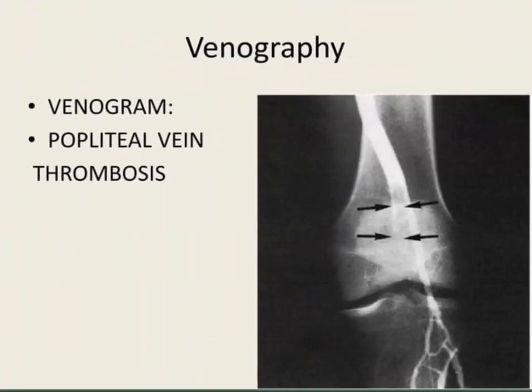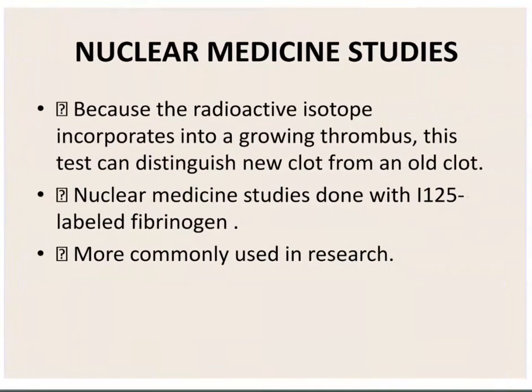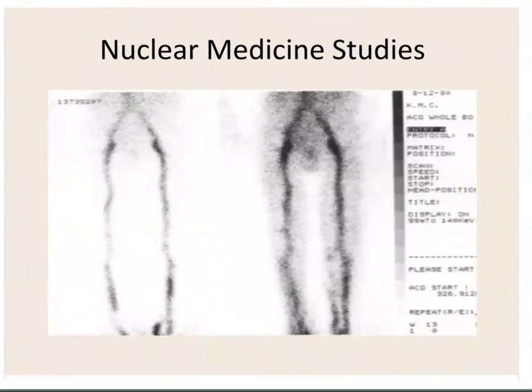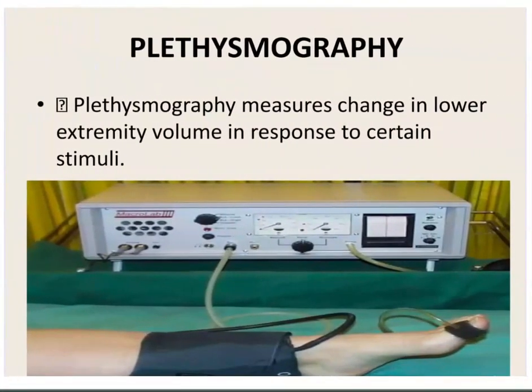Okay, so this is just an example of what happens when you do a venography. You capture it on X-ray there, it will show you where the clot is. Okay, we can also do nuclear studies where we're going to use a radioisotope which incorporates into a growing thrombus. We're going to detect if it's a new clot or an old clot. Okay, so you're also going to do a plethysmography, which just measures the change in the extremity volume in response to stimuli.